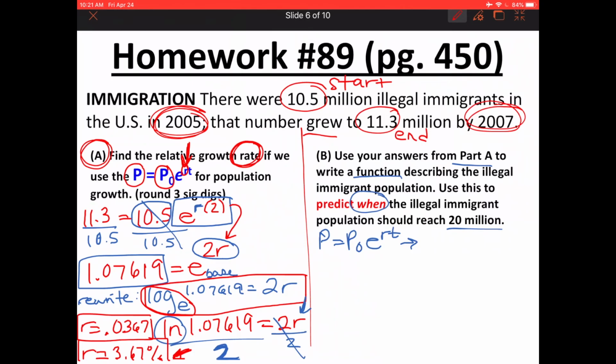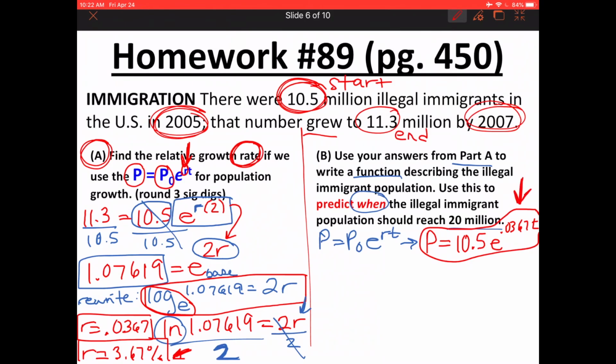So the ending amount is what I don't know. I do know the beginning amount, 10.5, so I'll put in 10.5 times e. I know the rate now, which is 0.0367, and then I just leave the time as time. So if they ask you to just write a function, this answer here in red is the function, okay?